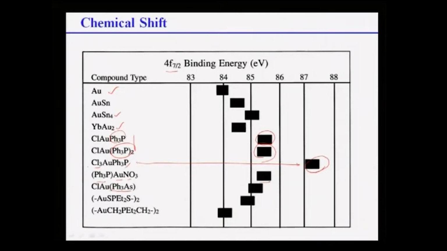Chlorophosphine, arsenic decreases. Similarly, iron complex compounds also change. So, that means the 4F7/2 binding energies can be used as a marker to determine what kind of gold compounds are prepared or present in the sample, that is very clear. One can actually use this technique to measure even oxide thickness, it is possible.